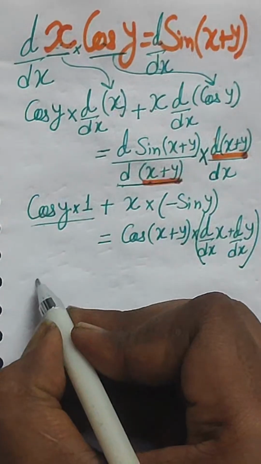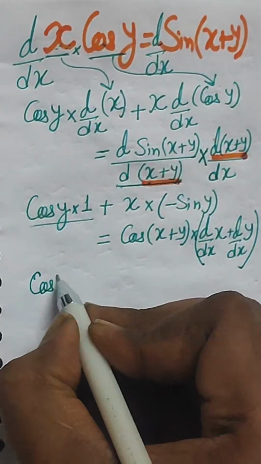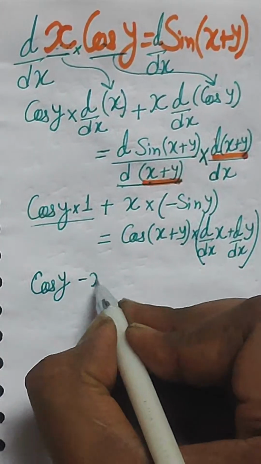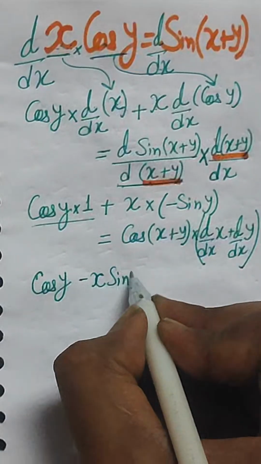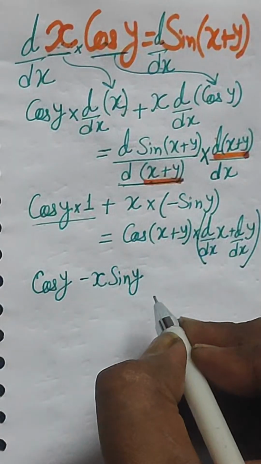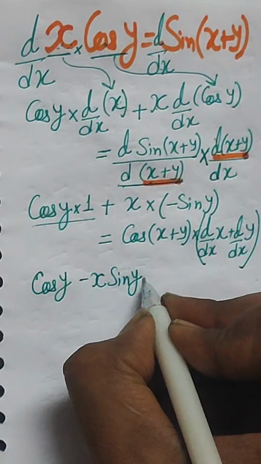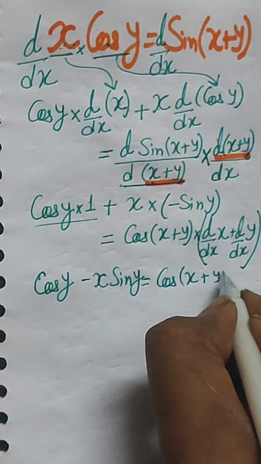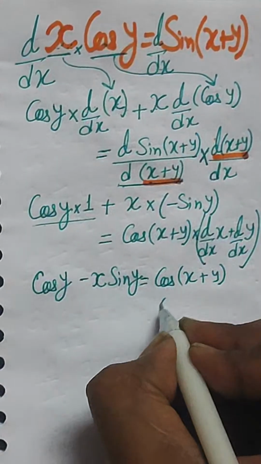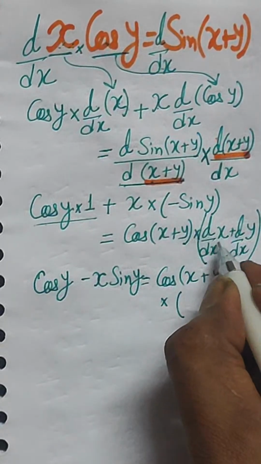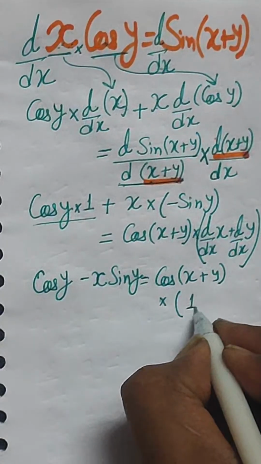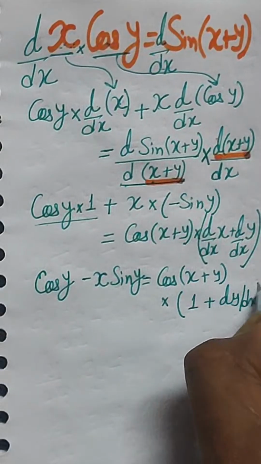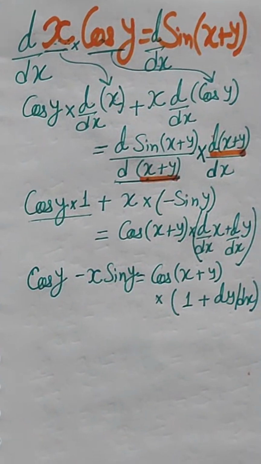So the LHS will be cos y minus x sin y, and into the RHS we have cos (x plus y) multiplied with d by dx of x plus y, which will be 1 plus dy by dx, will be as it is, right?